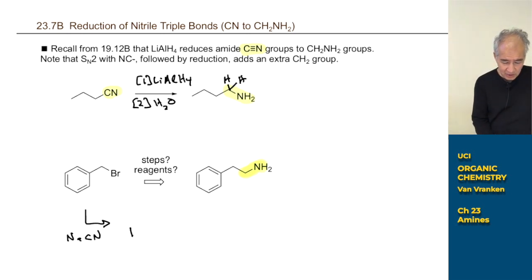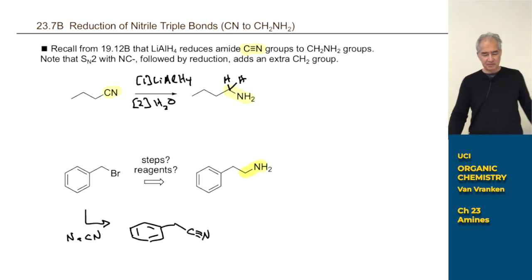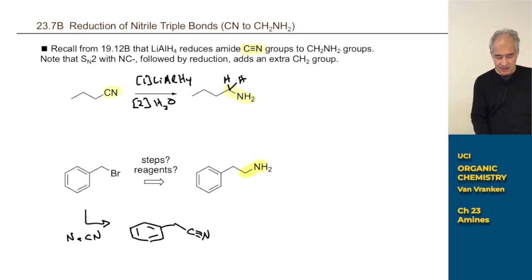And so that will make a new carbon-carbon bond. The cyanide anion will act as a nucleophile and then displace that. I'll draw the carbon atom here. So now we've got two carbon atoms hanging off of this benzene ring. And now we reduce this using our lithium aluminum hydride procedure. Step 1, lithium aluminum hydride. Step 2, water.